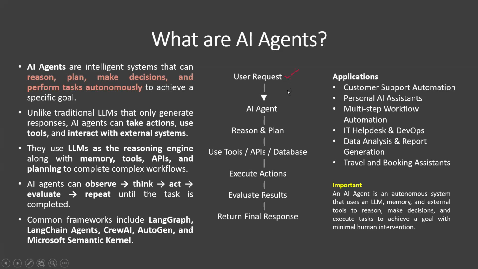Here you can observe the user request going to the AI agent. In the AI agent, there will be reasoning and planning. After that, it uses the tools, APIs, and databases to execute the action. Next, it evaluates the result, and after evaluating the result, it gives the final answer. Okay, so this is the workflow of an AI agent.